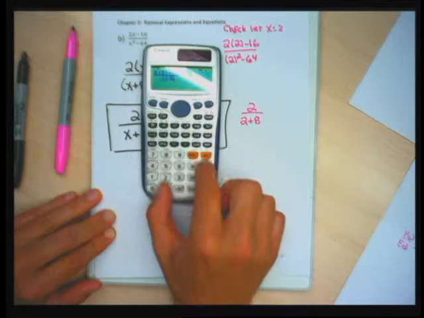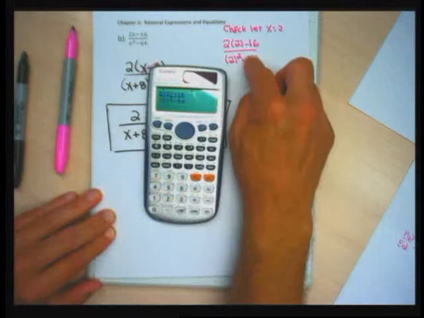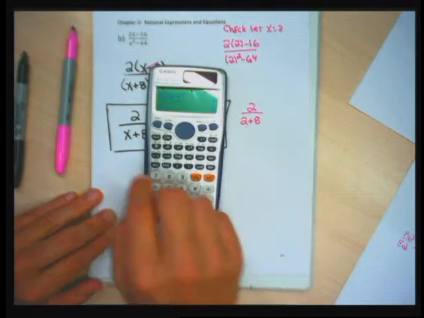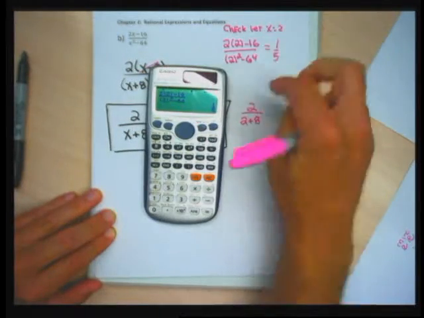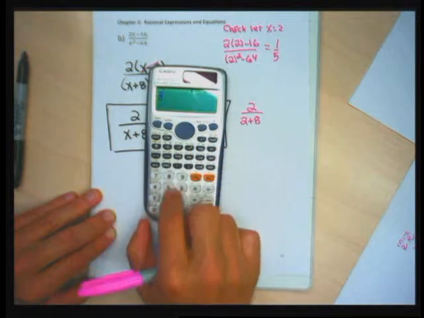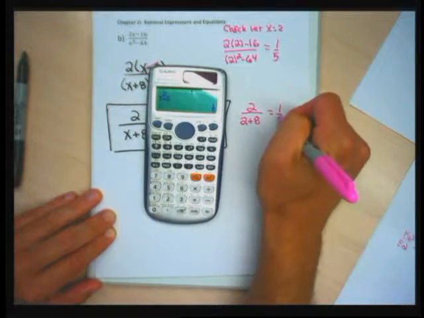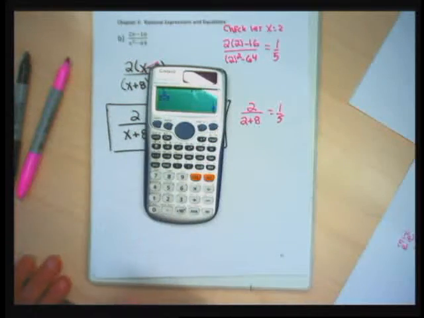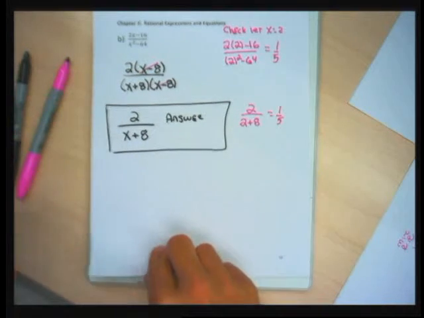So there's the computation for plugging in 2 to the original problem for x, and I get 1/5 when I do that. Do the same thing for the answer. Go 2 over 2 plus 8. Also get 1/5. Again, because these fractions are the same number, I feel good about my work. And that answer, 2 over x plus 8, is the best I can do.